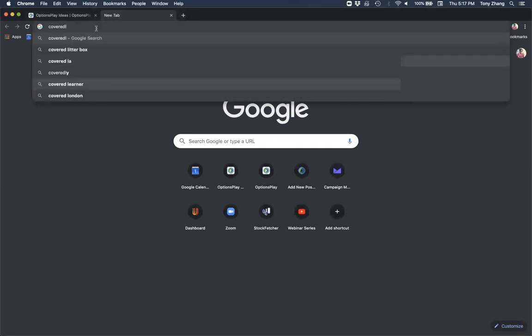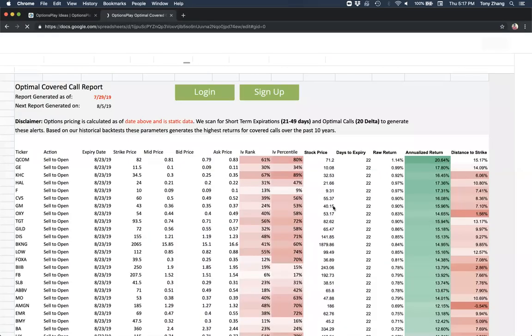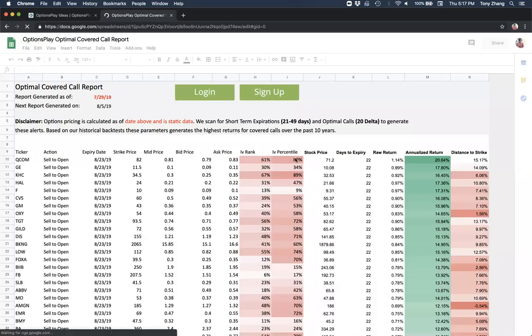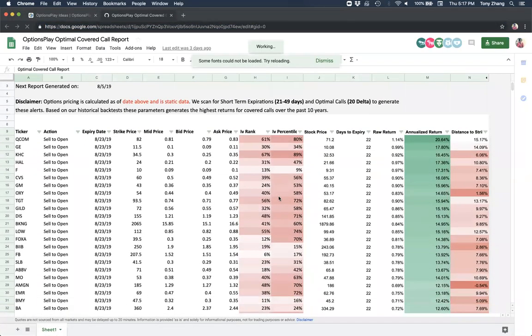But if you're looking to sell covered calls, we do send out the covered call reports every single Monday, where we do have the IV rank and IV percentile. This is where you can look at the IV ranks and percentiles based on the top 100 stocks in the S&P.